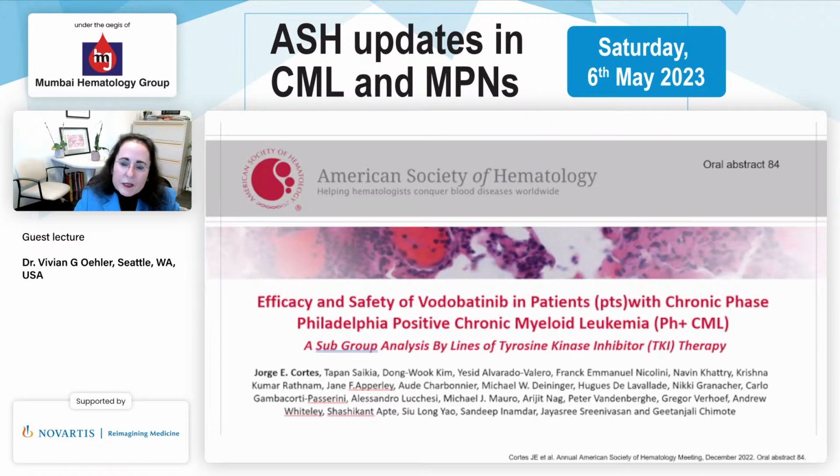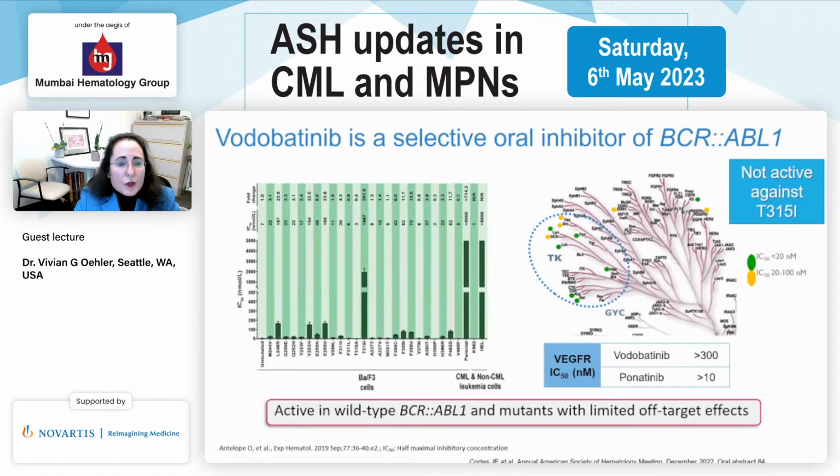Updates for vodobatinib, which is developed by Sun Pharma in Mumbai, by line of therapy were presented by Dr. Cortez. So vodobatinib is a potent third-generation TKI with efficacy against most mutations, but not against the T315I mutation. As I show here at right, it has less off-target effects versus ponatinib.